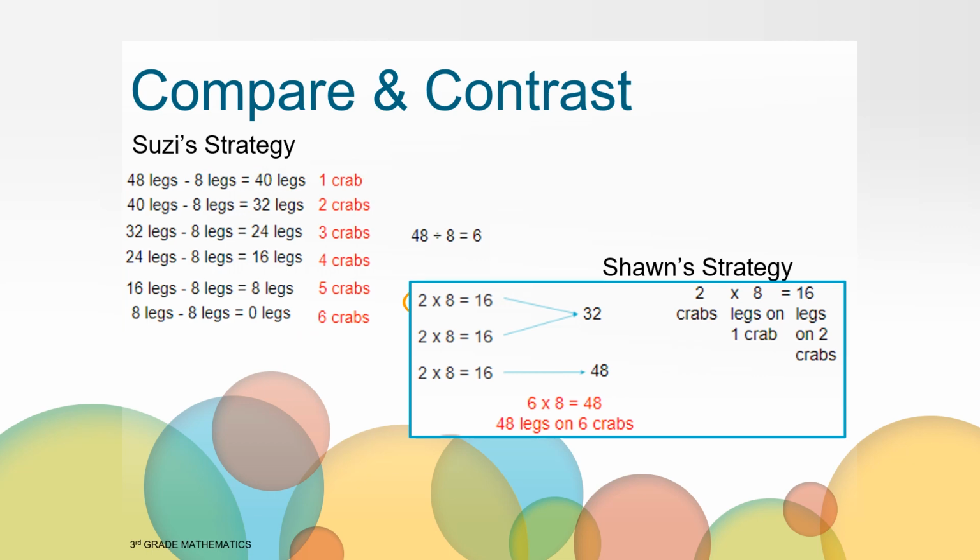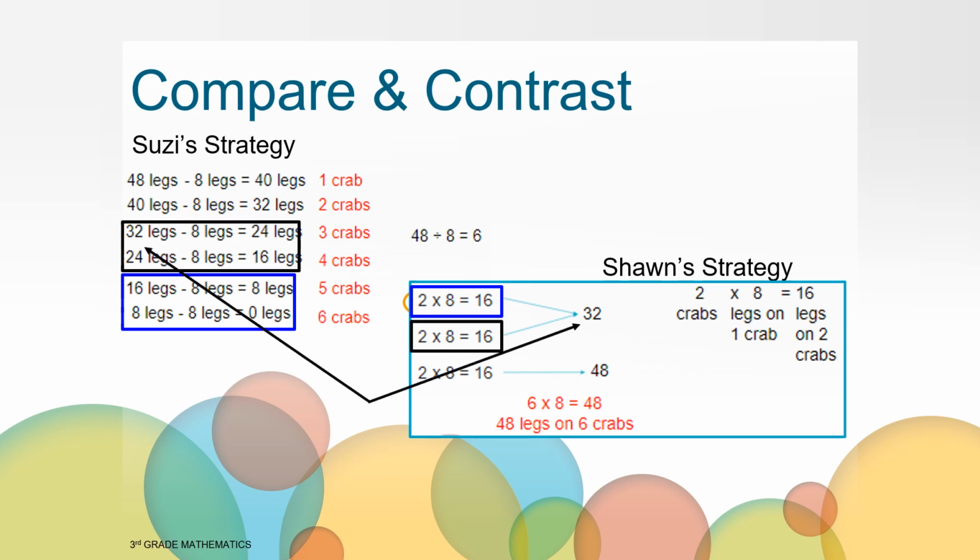Where is Shawn's 2 times 8 equals 16 in Suzi's strategy? Well, it's in her last 2 subtraction problems. 2 groups of 8 legs make 16 legs. The groups in both of their strategies represent the 2 crabs. You can see the second 2 times 8 equals 16 in Shawn's strategy in the middle 2 subtraction problems in Suzi's strategy.